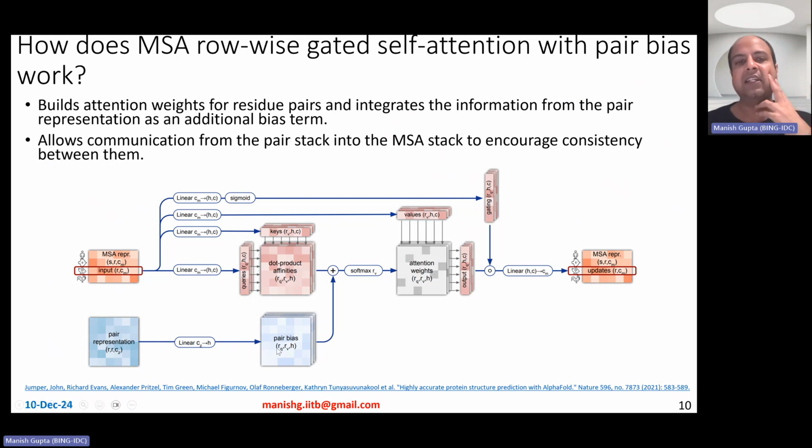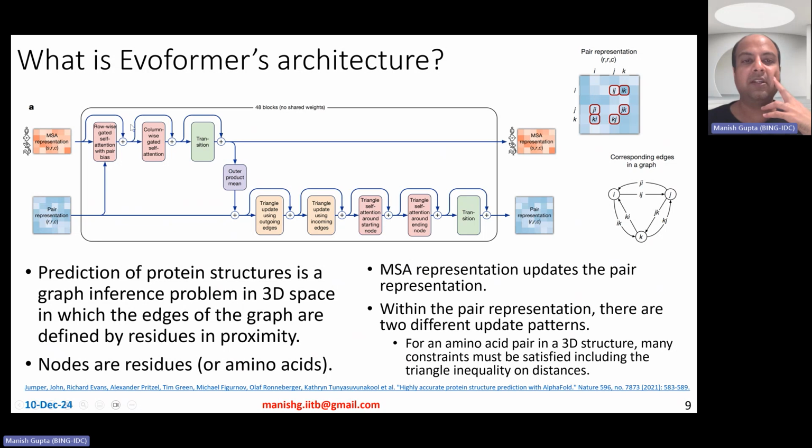Okay, that's that. Now let's talk about the second block here. I'm going block by block, and there'll be a slide for every block. Let's think about it like that. Let's look at the column-wise gated self-attention. What does this guy do?